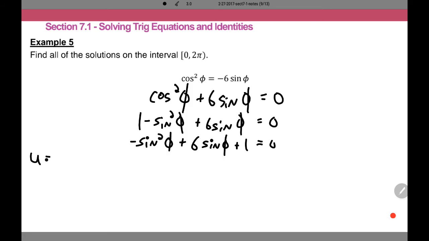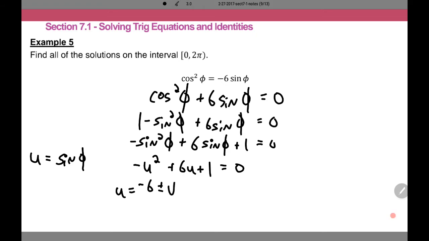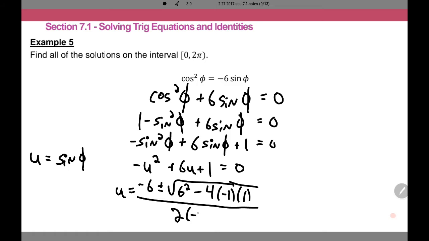Sometimes, unfortunately, we will not be able to factor. And we'll have to use our good old friend, the quadratic formula. So this is negative u squared plus 6u plus 1 equals 0. And we cannot solve this easily. So we got to go ahead and do this. We do our quadratic formula. So negative b, so negative 6 plus or minus the square root of b squared minus 4 times a times c all over 2a.